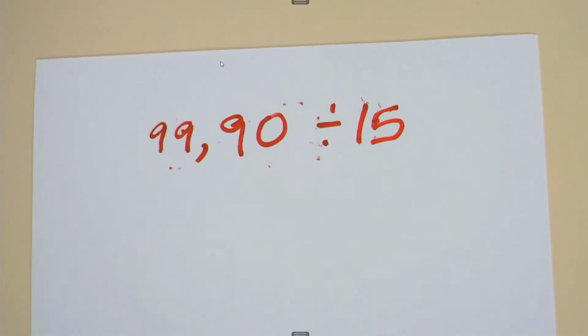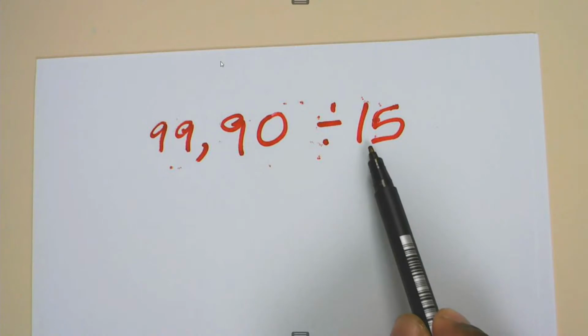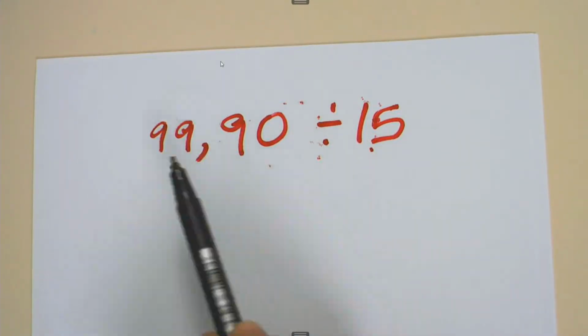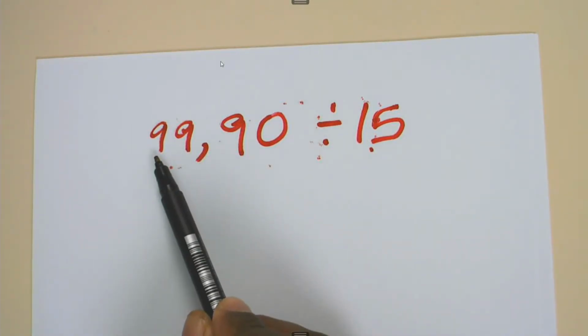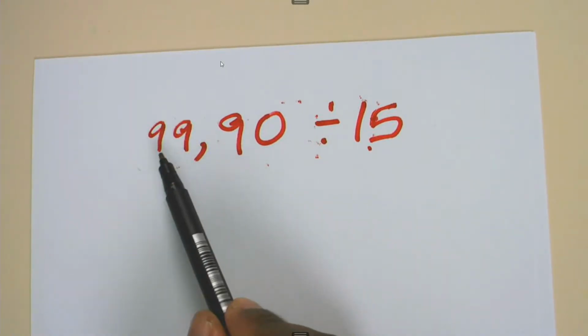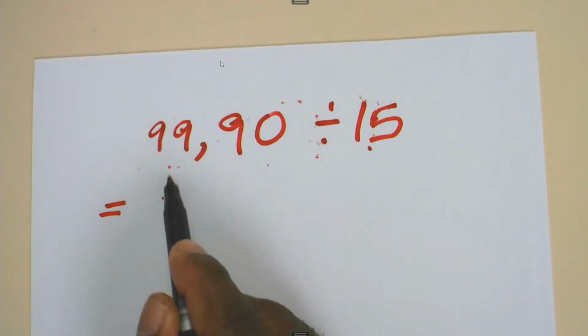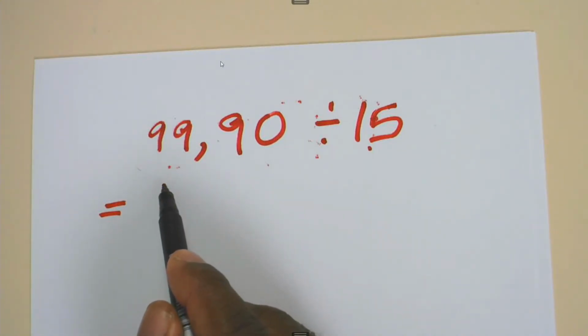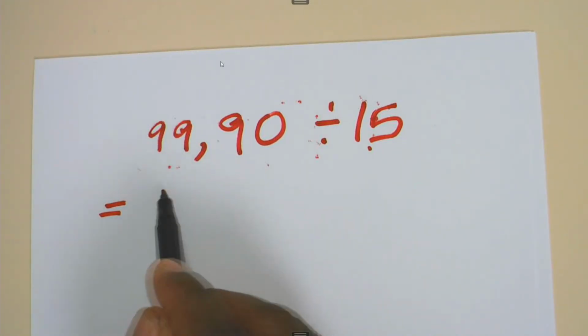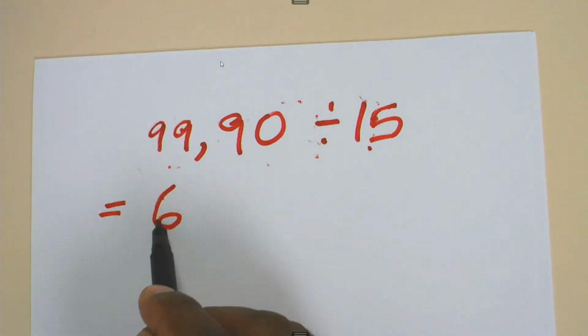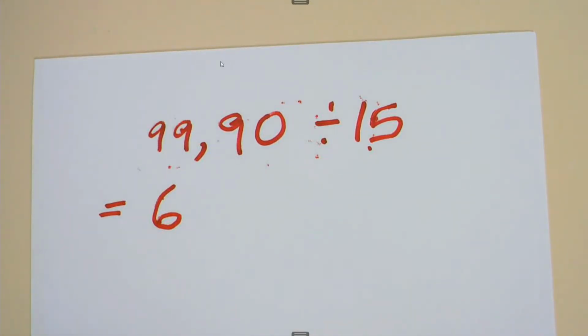Now remember, we can choose any method that we like, and then we'll get the same answer. Now what do we have here? 15 into 9 doesn't go, but into 99, how many times does it go? 15 into 99 goes 6 times. We are having 6 times.